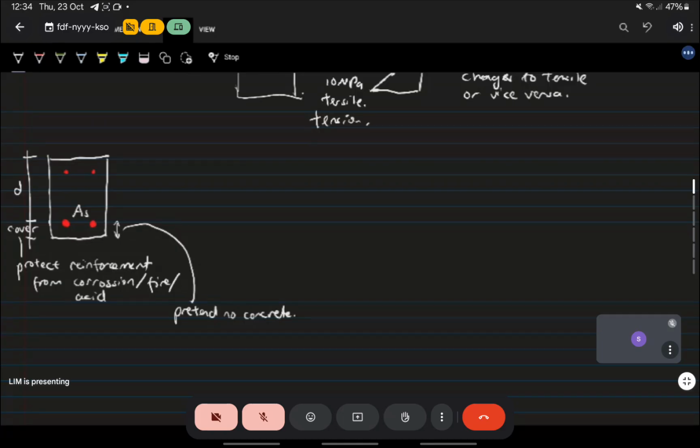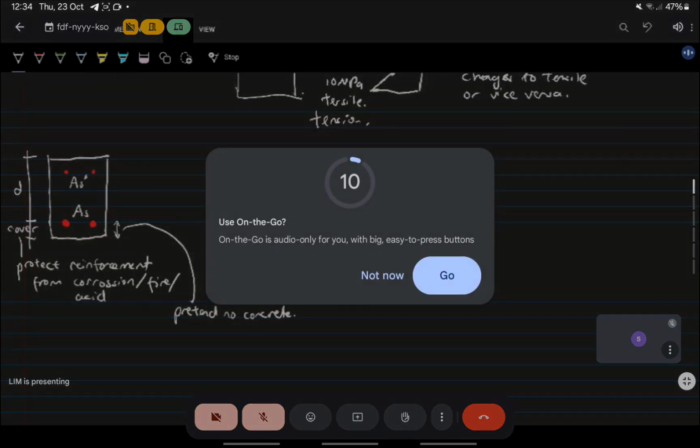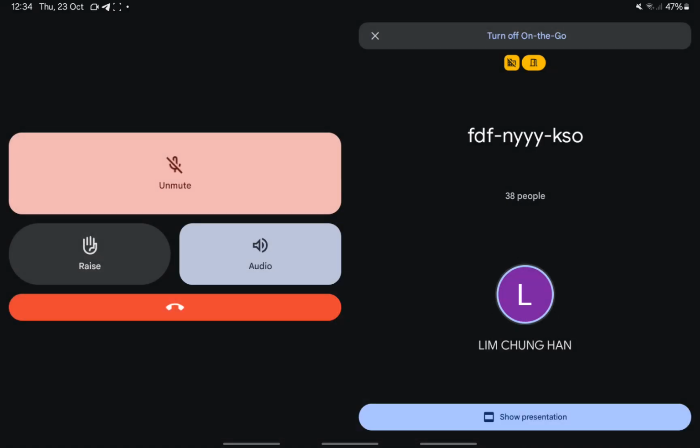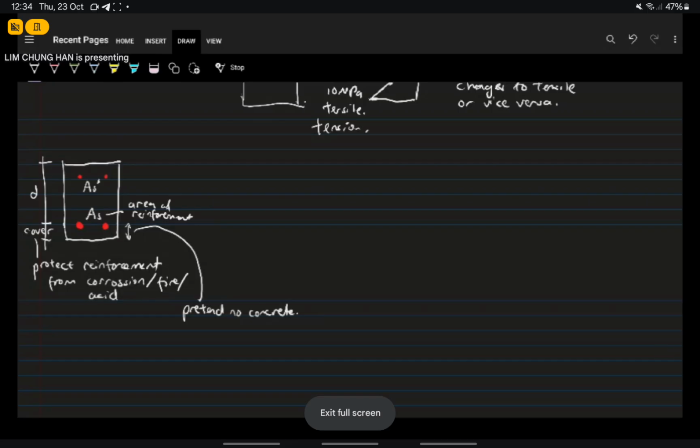Next, you have AS dash. AS dash is the area of reinforcement for the top reinforcement. So AS is the area of reinforcement, and AS dash is the area of reinforcement for the top reinforcement.